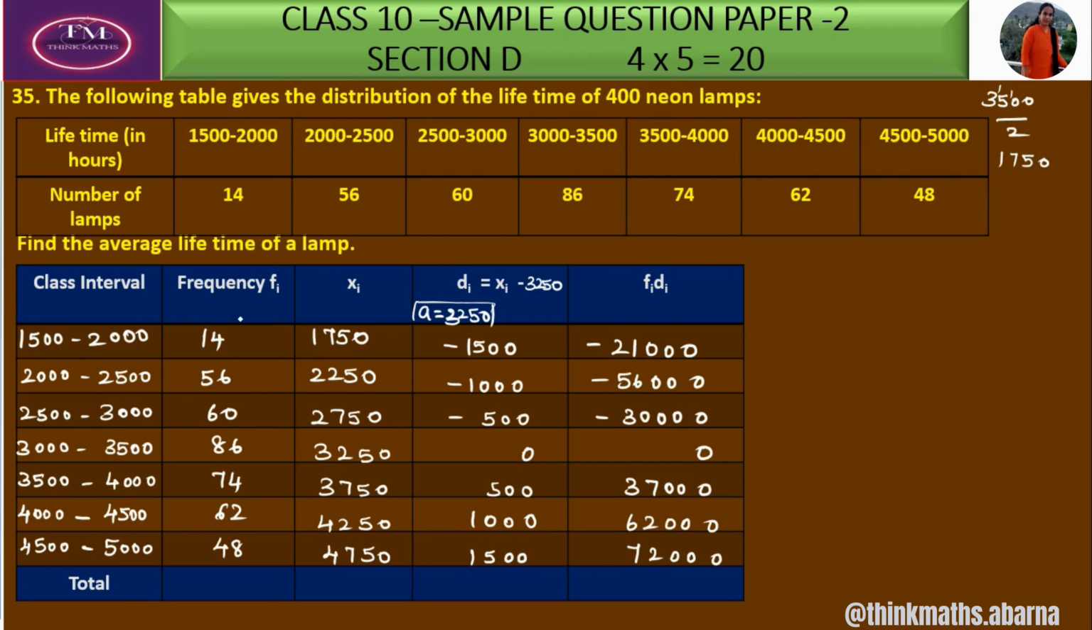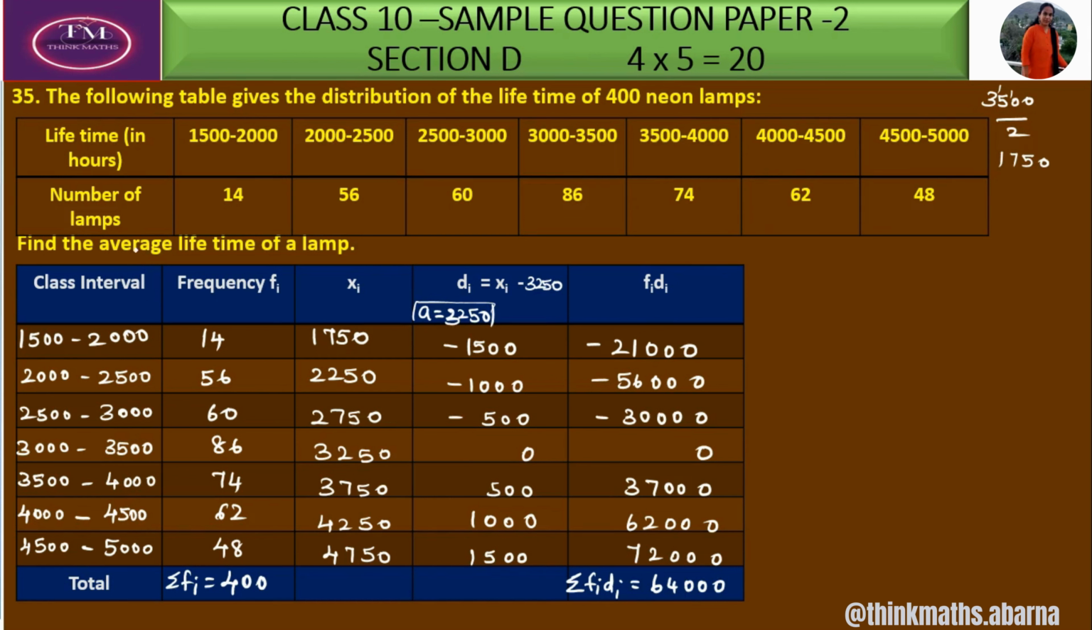Now we need the value of sigma fi. Here you have to add quickly. If you add all the values, you will get 400. In the same way, we have to add sigma fi di. Adding all the values, we will get 64,000. So this table you have to frame quickly. Then you can use the remaining time for solving section E.